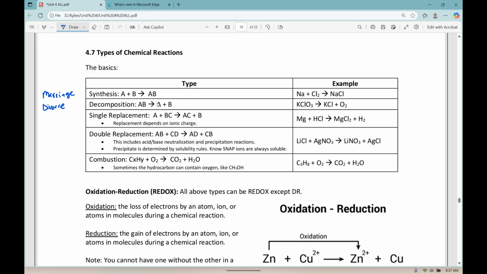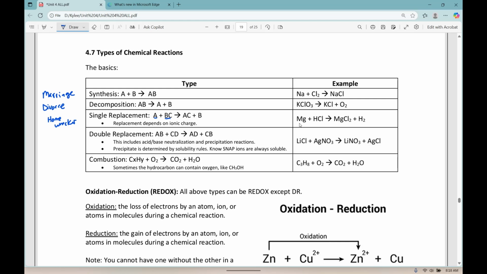We have one compound breaking apart into 2 single elements, and then we've got an example of potassium chlorate breaking apart into KCl and oxygen gas. Our single replacement, I like to call the homewrecker, which is very silly, but it helps you remember. We have B and C, which is a couple, and A is the homewrecker. They're gonna wreak havoc and break up B and C, and then A links up with either B or C. And who A links up with depends on the charge.